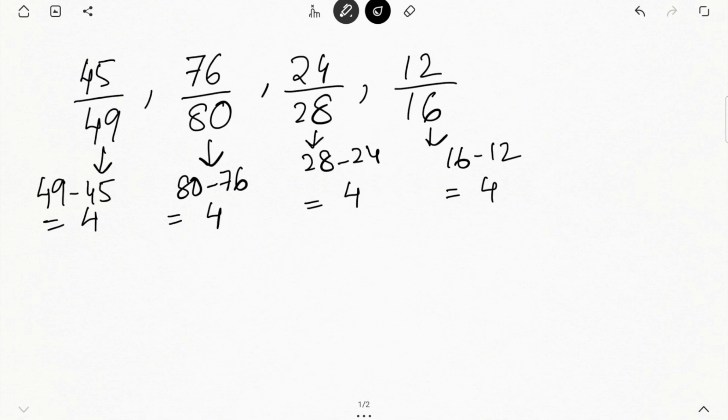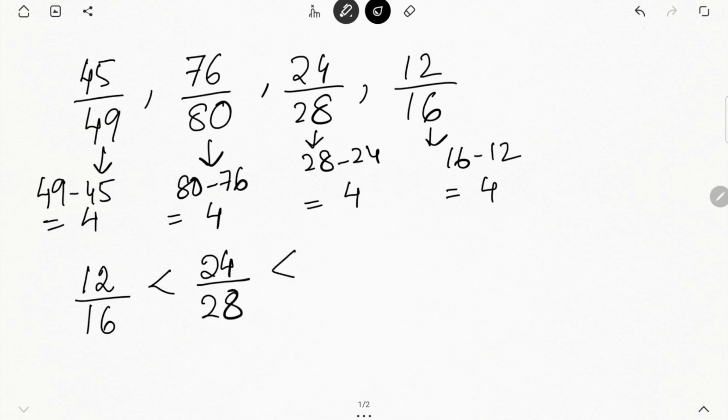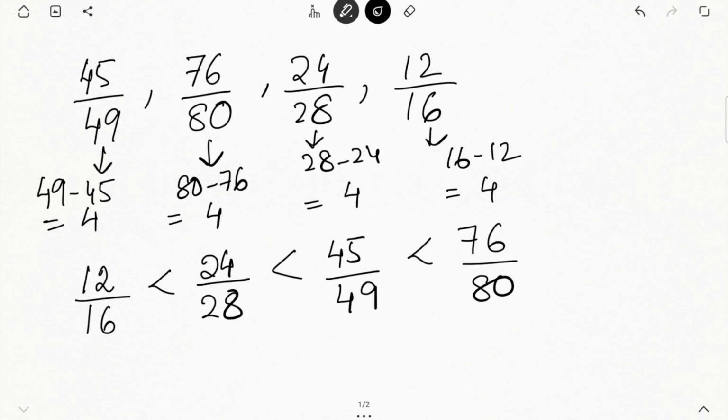So in this case, if I take the value of the numerator, I can arrange it as 12 by 16 will be less than 24 by 28, which is less than 45 by 49, which is less than 76 by 80. So this is the final arrangement in ascending order.